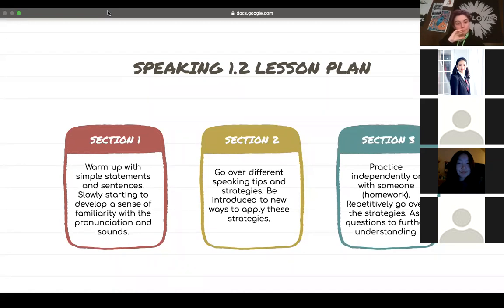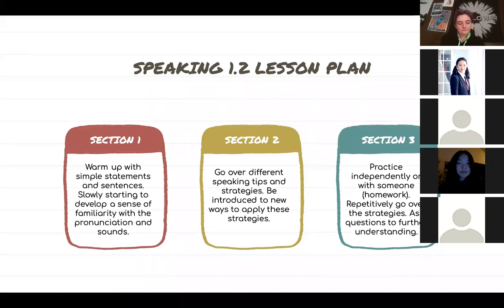Section 1 consists of warming up with simple statements and sentences, slowly starting to develop a sense of familiarity with the pronunciation and sounds. Section 2 consists of just going over different speaking tips and strategies. That way you're able to be introduced to new ways to apply these strategies within your class sessions. Section 3 consists of practicing independently or with someone through homework or conversations, and then repetitively going over these strategies and having your student ask questions to further their understanding.